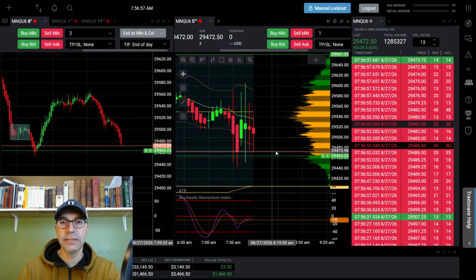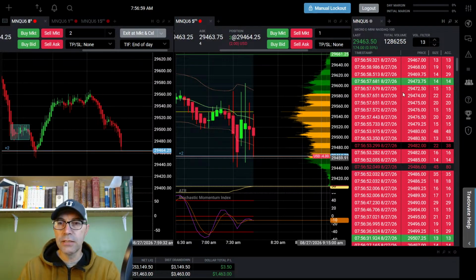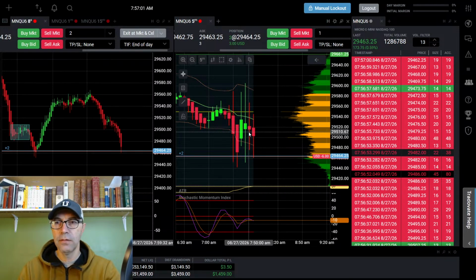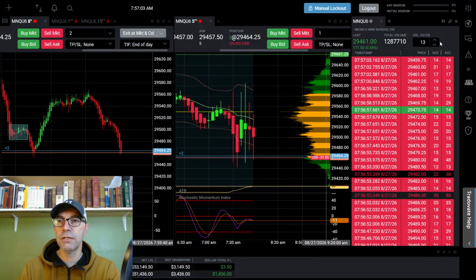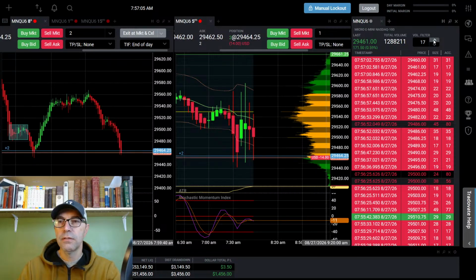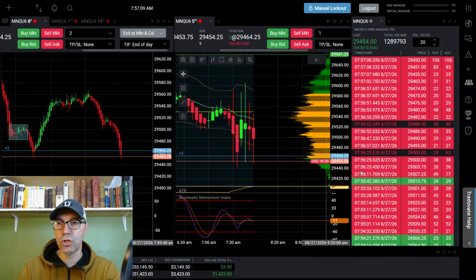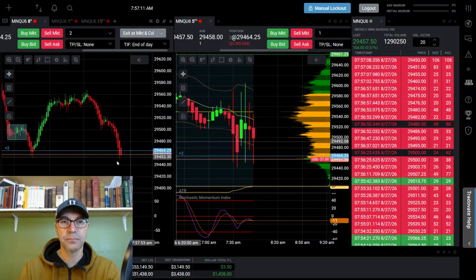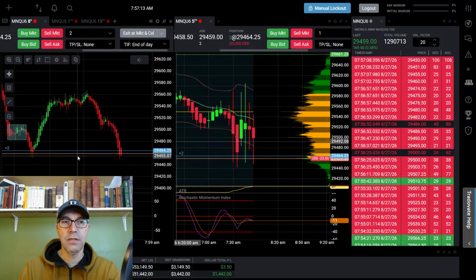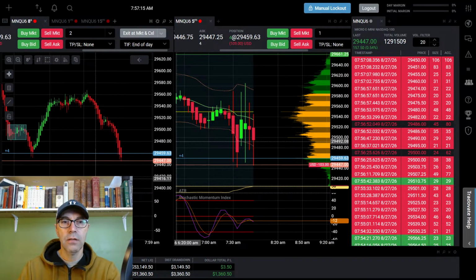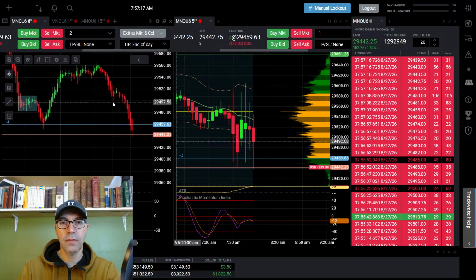All right, testing this level again. Tons of sell orders come in. Look at these blocks of sell orders. Increase the limit to 20. I mean, huge, huge orders to sell. Will this be... There you go. There you go.